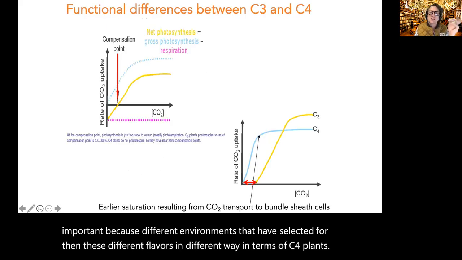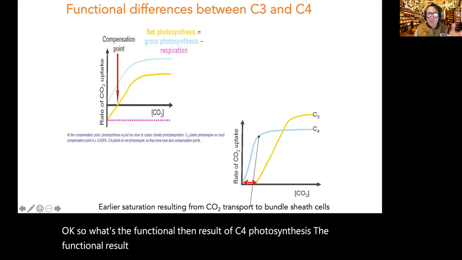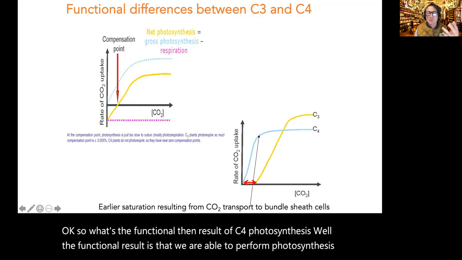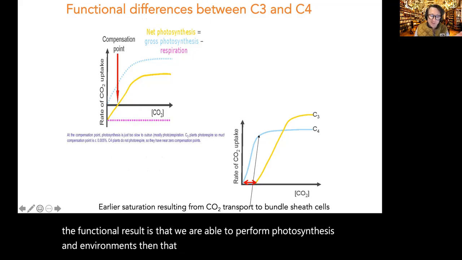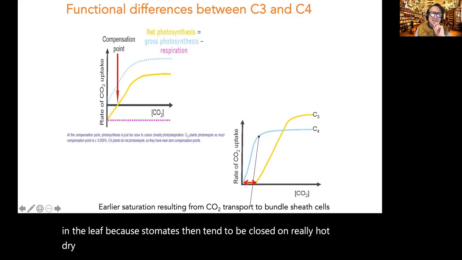Okay. So what's the functional result of C4 photosynthesis? Well, the functional result is that we are able to perform photosynthesis in environments that would lead to low CO2 concentrations in the leaf, because stomates tend to be closed on really hot, dry days. And you can see that in the A/Ci curve.